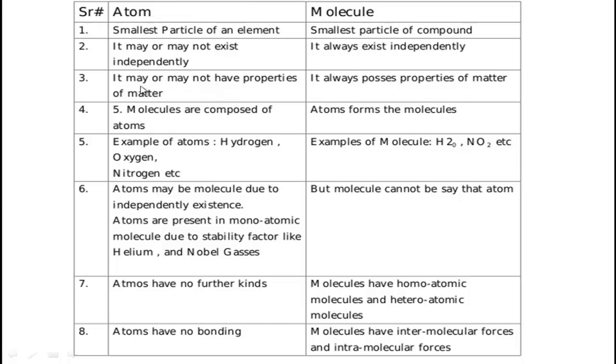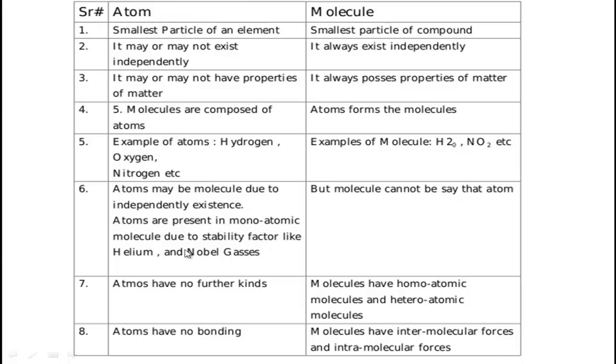But when an atom is the smallest particle of a compound, that means when a compound is broken up to atoms, for example, in the previous class I showed sodium chloride. When it contains the smallest particle with one sodium atom and one chlorine atom, that means the molecule of sodium chloride, it carries the properties. But when it is broken further and we get one sodium atom and one chlorine atom, at that time they do not carry the properties of sodium chloride. So it is written it may or may not have the properties of matter, but a molecule always carries the properties of matter. Molecules are composed of atoms, yes, but atoms form the molecules.